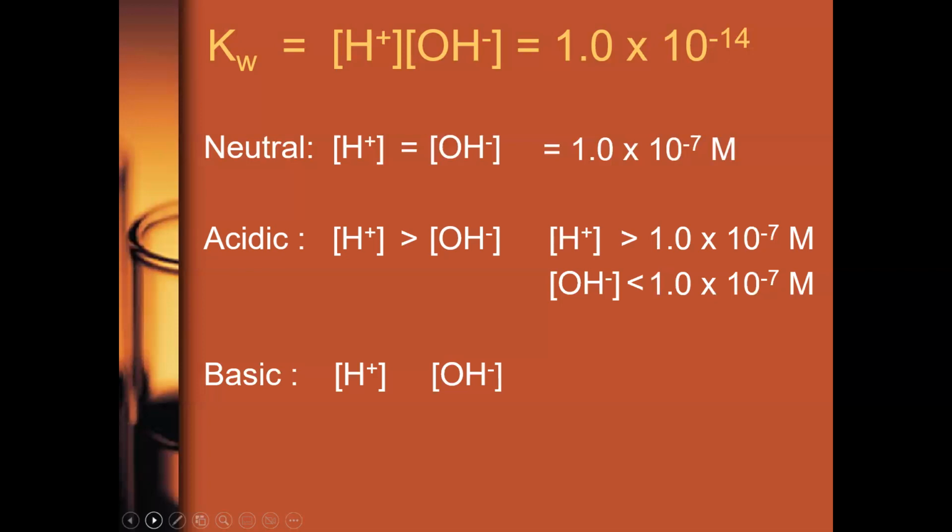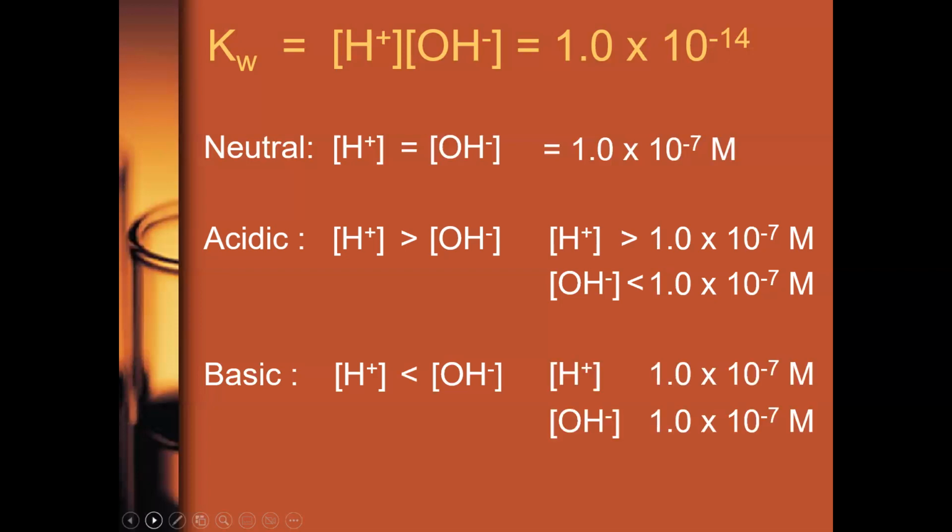And then in a basic solution, the hydrogen ion concentration is less than hydroxide. So the hydrogen ion concentration is going to be less than 1.0 times 10 to the negative 7th, so with a greater exponent. Hydroxide ion concentration is going to be greater than 1.0 times 10 to the negative 7th with a smaller exponent. So just given the concentrations of hydrogen and hydroxide, you should be able to tell if the solution is acidic, basic, or neutral overall.